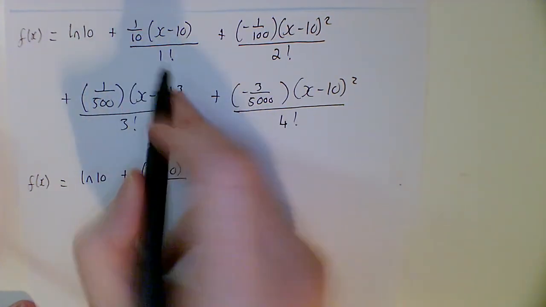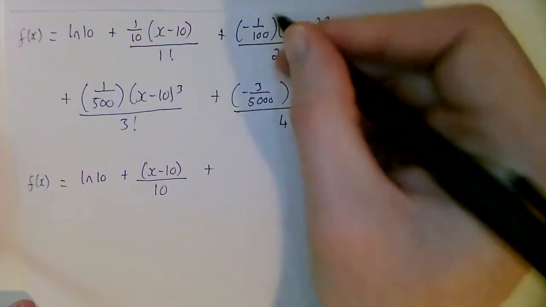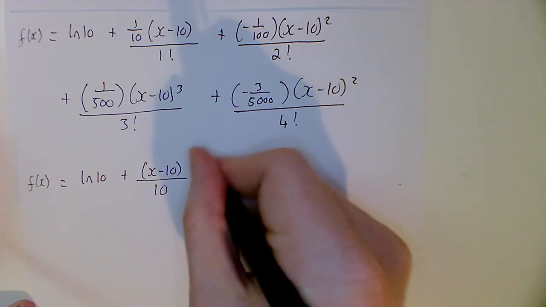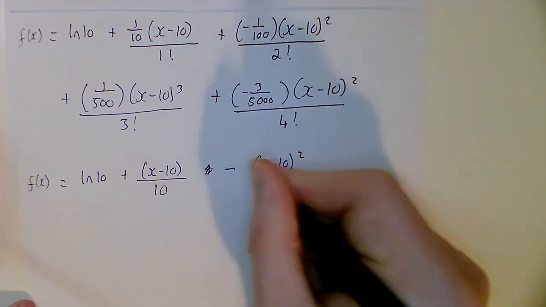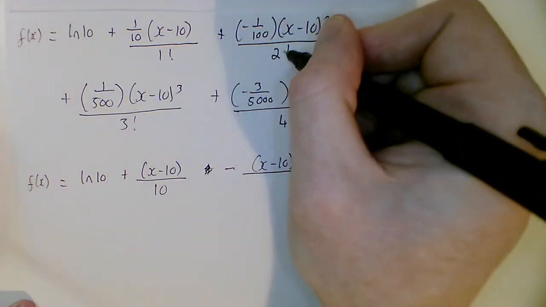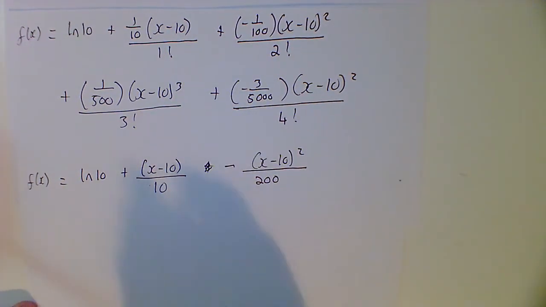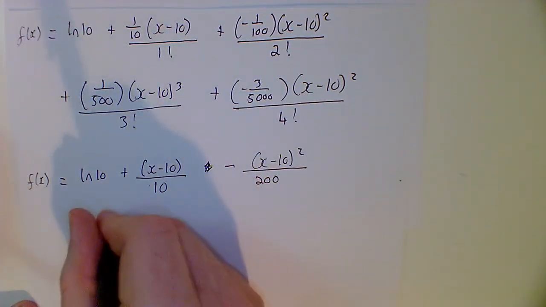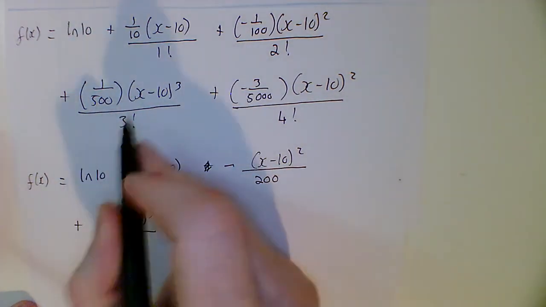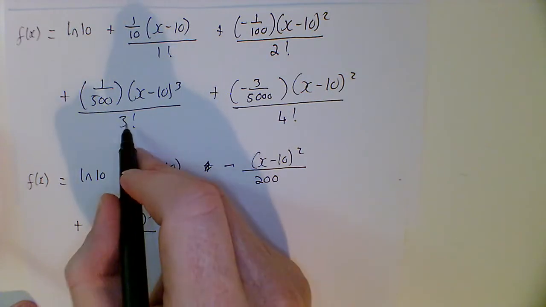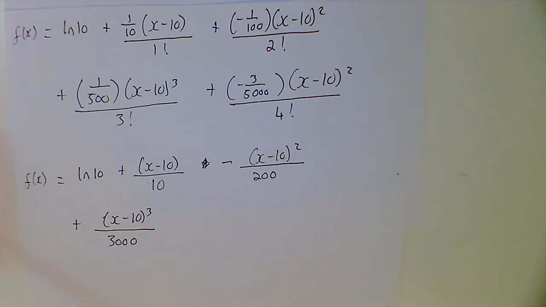So the 10 comes down to the bottom alongside the 1, and 1 factorial is just 1. So 1 times 10 is 10. Here, well, that's not going to be a plus, it's going to be a takeaway. It's going to be x take away 10 squared over 100 times 2 factorial. 2 factorial is 2. So that's 200, plus x take away 10 cubed over 500 times 3 factorial. Well, 3 factorial is 6. So 6 times 500 is 3000.